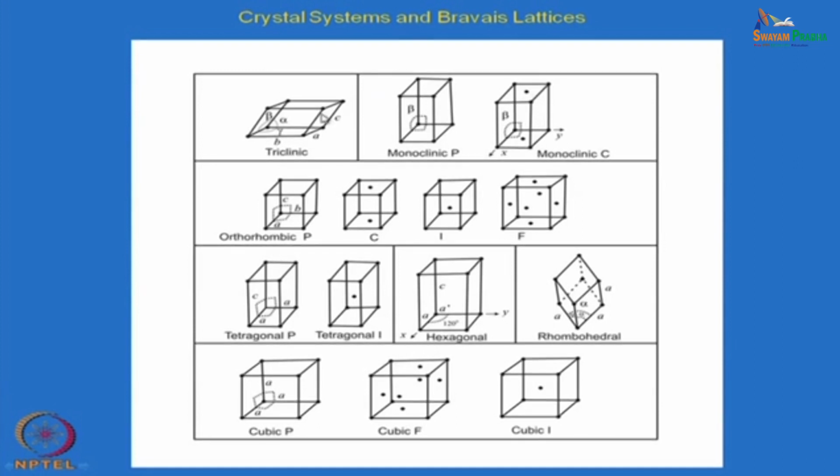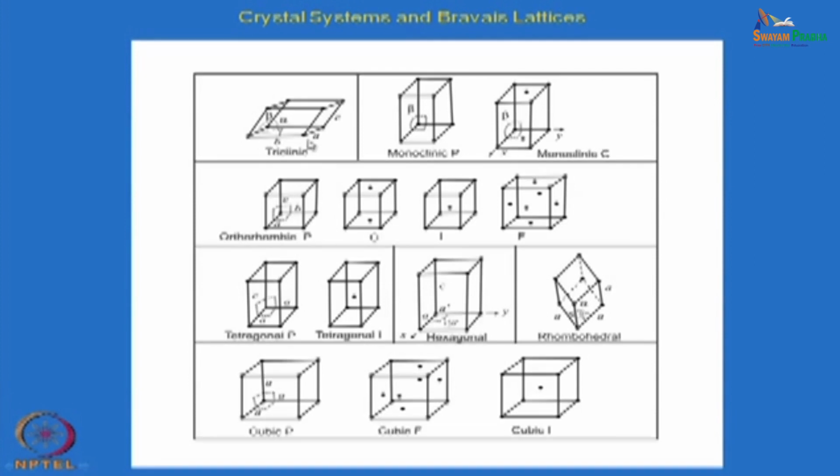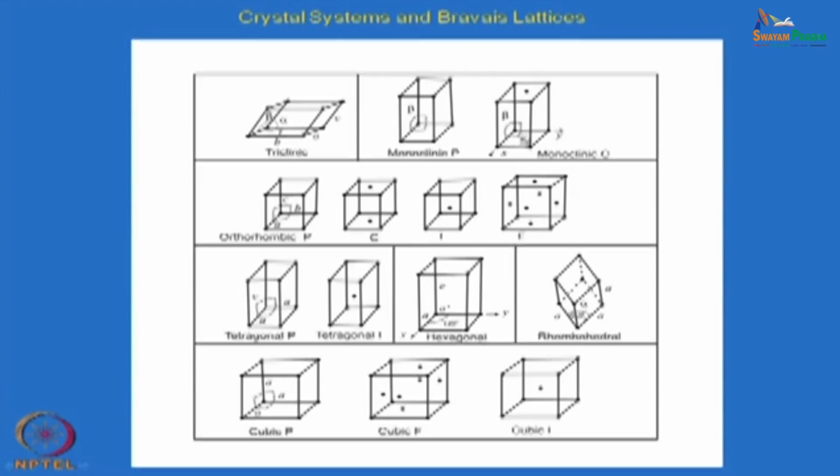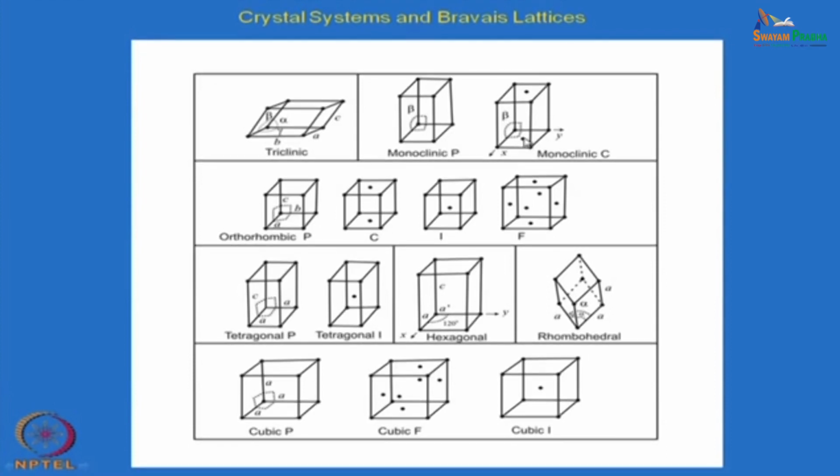Well, in all these cases, the corners are occupied by the atoms or ions. Okay. All the corners are occupied by the atoms or the ions, and in addition in some of the cases you have extra ions or extra atoms, like in this case it is what we call base center. Only two faces, on opposite sides, are occupied by the two atoms or ions.